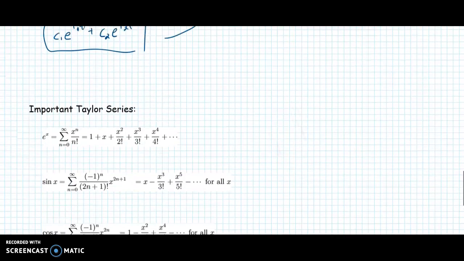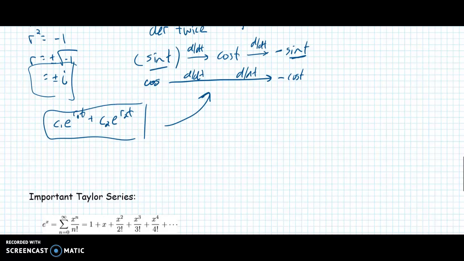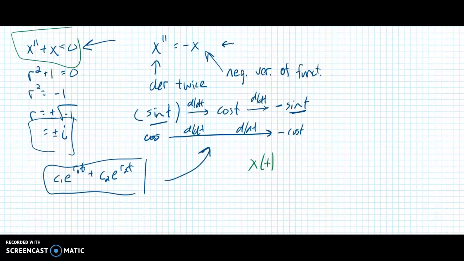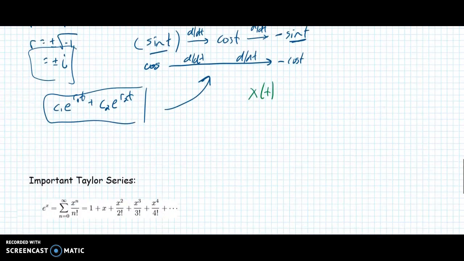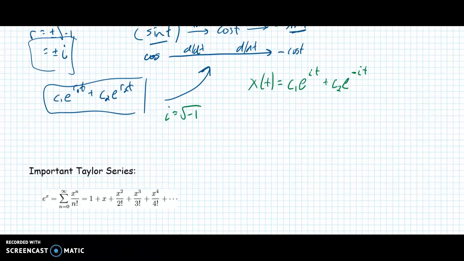What I need to do is let's go back to this thing. So I'll do it in green. I need to find x of t, the solution to this thing. Well, if I just follow the logic from the earlier ones, I get x of t equals c1 e to the it plus c2 e to the negative it, where i is what it is, which is root negative 1. So the question is, how do I do that? Well, this is absolutely magical.